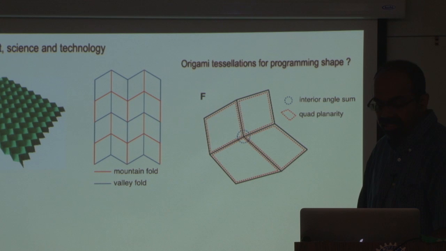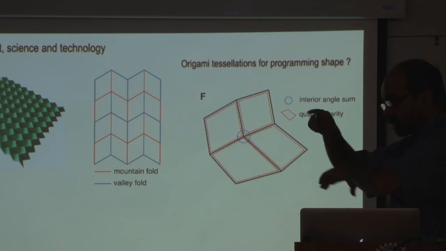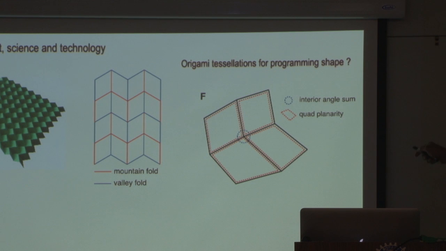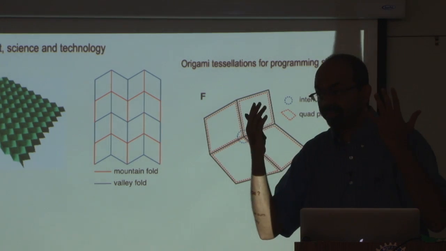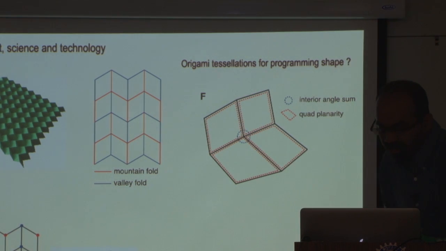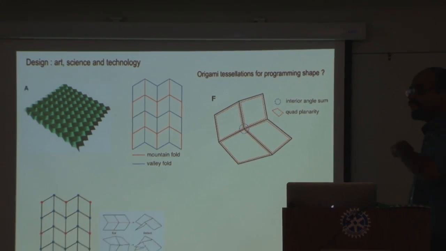And now we want to ask, can I take this object and create a tessellation, some sort of tiling of the plane, and use that to program shape, because I want to ask, can I take a flat sheet of paper and make it anything? Okay? In particular, the way we wanted to do this is you give me a shape that you would like.